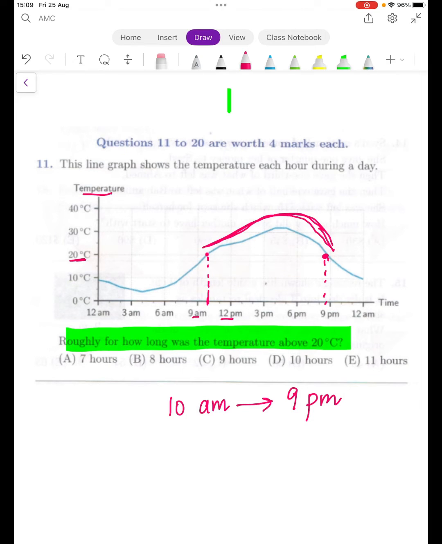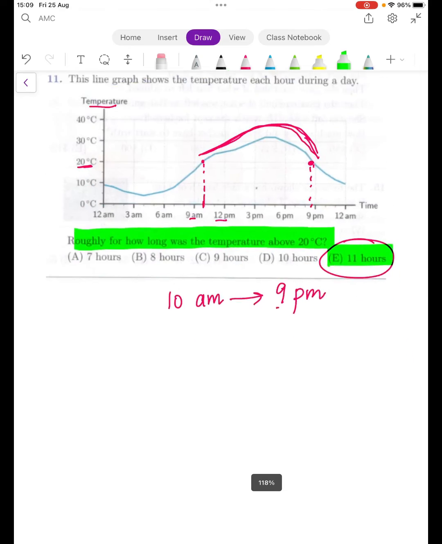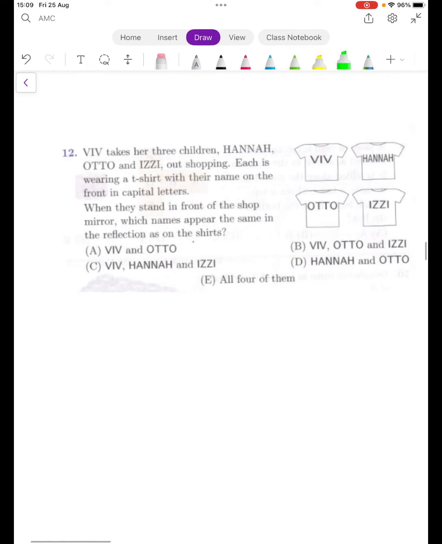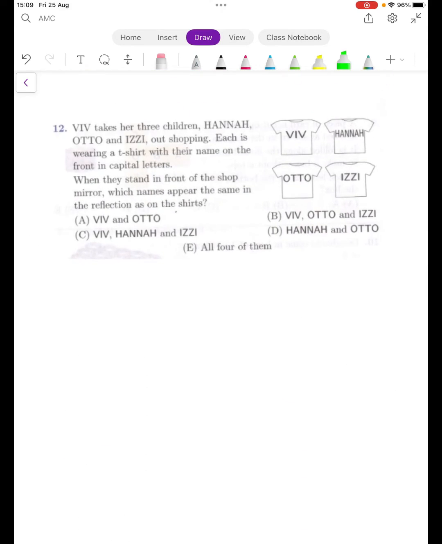So we can see how many hours it has been. If it was 10 p.m., from 10 a.m. to 10 p.m. it would be 12 hours, but because it's 9 p.m., it's 11 hours. So the answer is 11 hours. That's the correct answer. Let's go on to the next one.